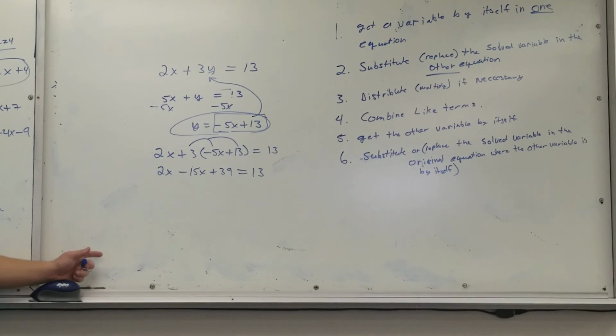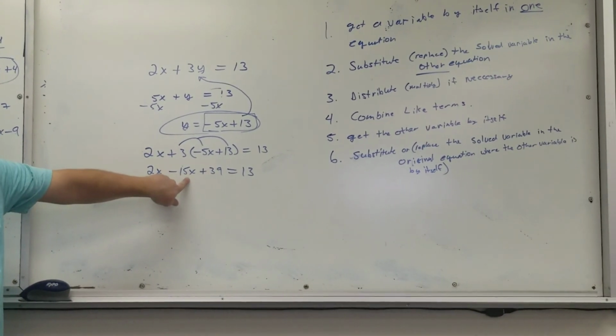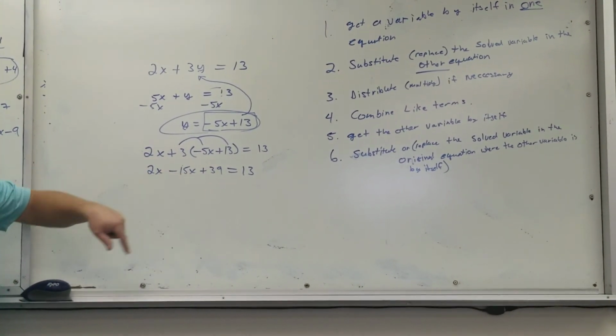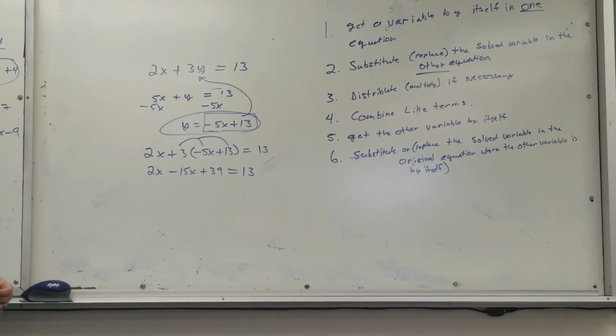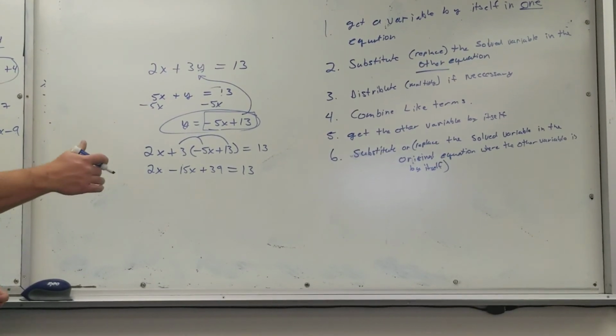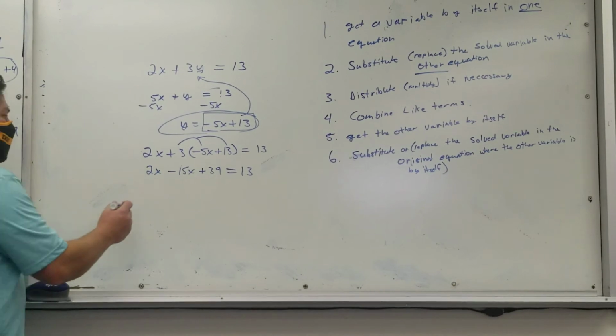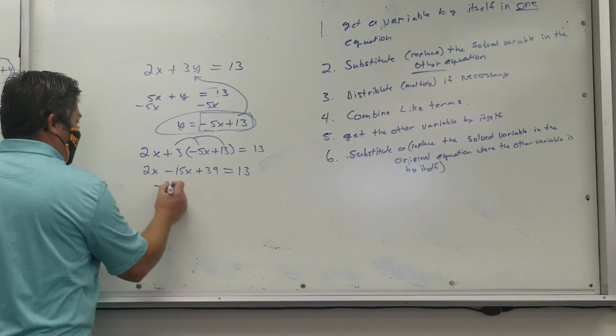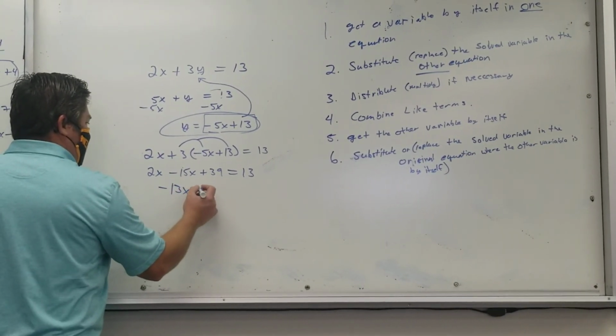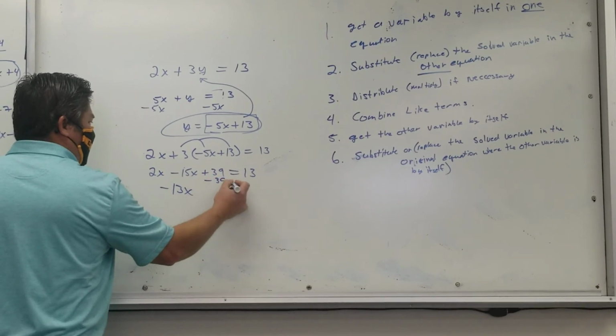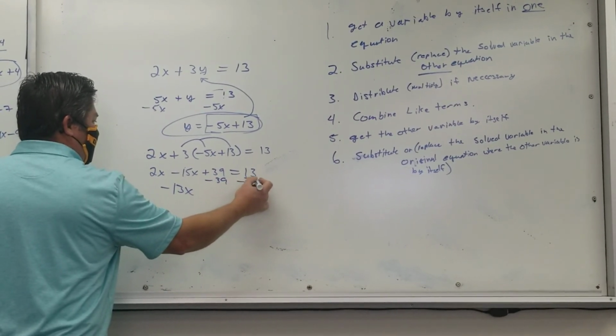I add the like terms. So 2 minus 15. What's 2 minus 15? Think about a number line. I'm at 2, I'm minus 15. Where am I at? Negative 13x. I'm going to subtract 39.